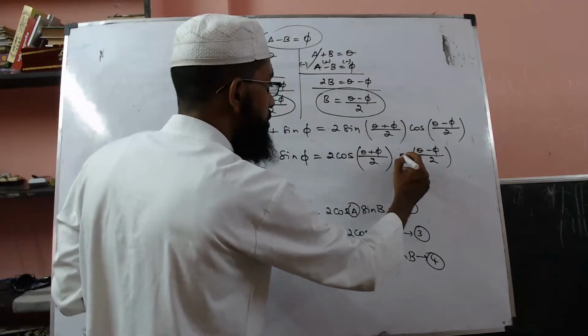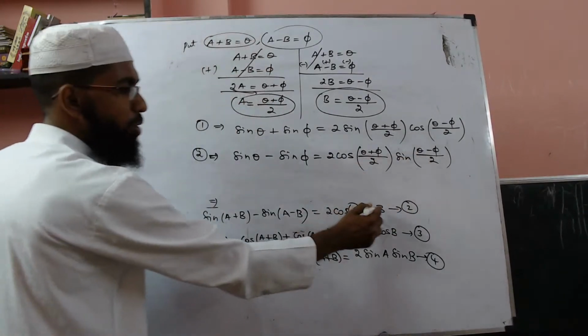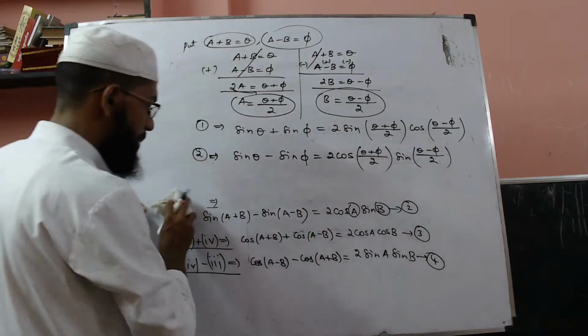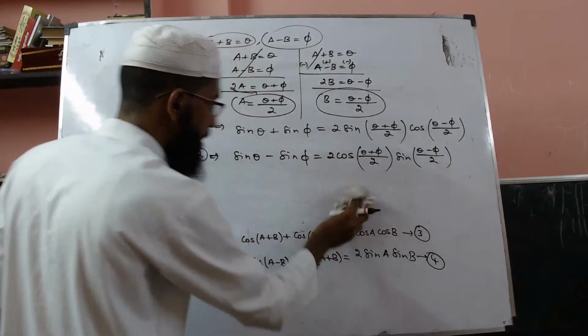Sorry, 2 cos into sine. Sorry, 2 cos (theta plus phi)/2 sine of (theta minus phi)/2. So let me rub the second equation now.